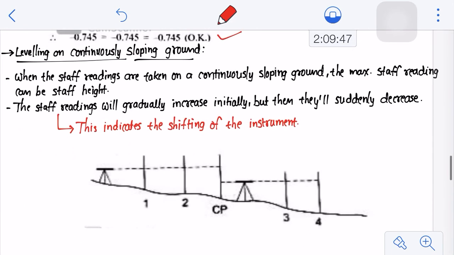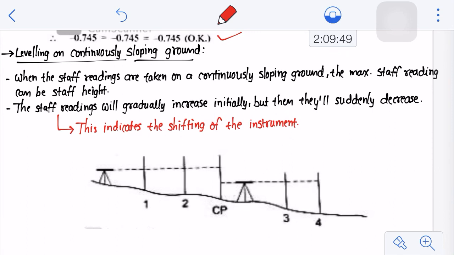So the topic is leveling on continuously sloping ground. Now this topic is somewhat similar to what we have just discussed for height of instrument and rise and fall method. Yet we have to understand this topic because it's a continuous sloping ground. That means here you have to identify the shifting of the instrument by yourself by observing readings only, and we can do it easily, just as we did for rise and fall. How is it done? Let me talk about this method first of all.